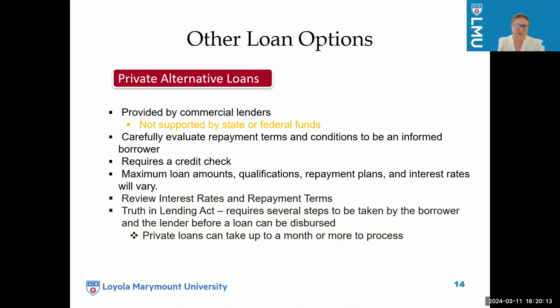Also want to mention that the Truth in Lending Act requires several steps to be taken by the borrower and the lender before a loan can be disbursed. So it may take a while before we receive a loan when you're borrowing the alternative loan route. But again, I know that some students have to go this route because they may not be eligible for a federal direct loan, but we just ask that you take caution and make sure to read and go through all of the information that the lender is offering.